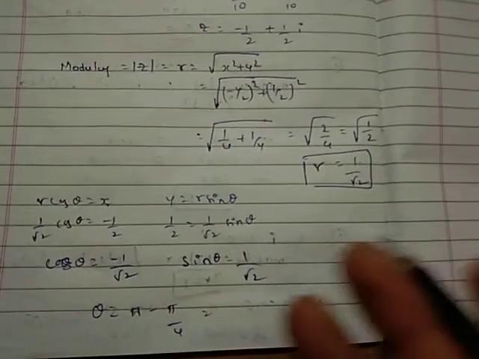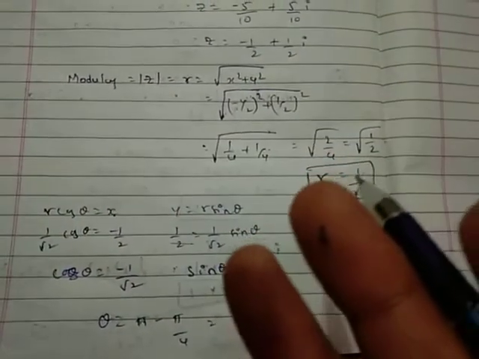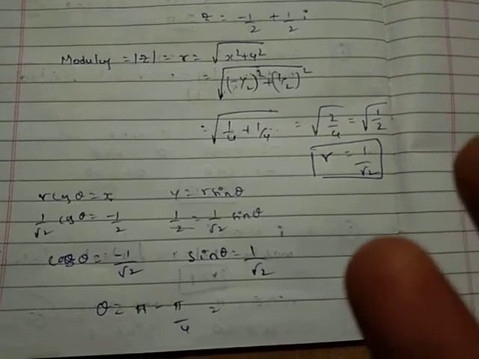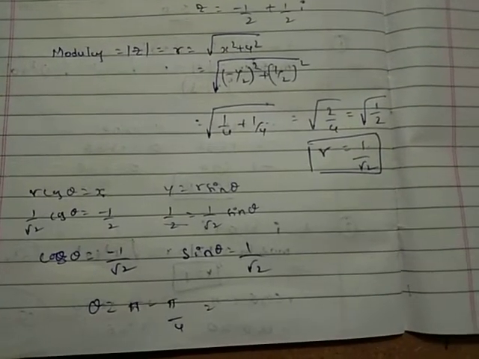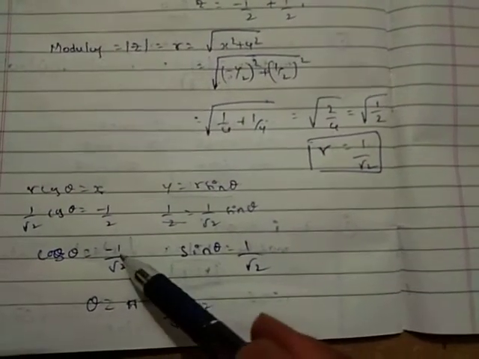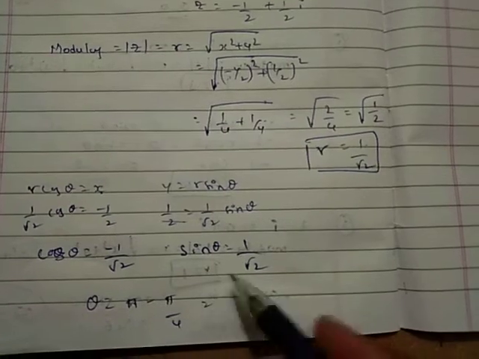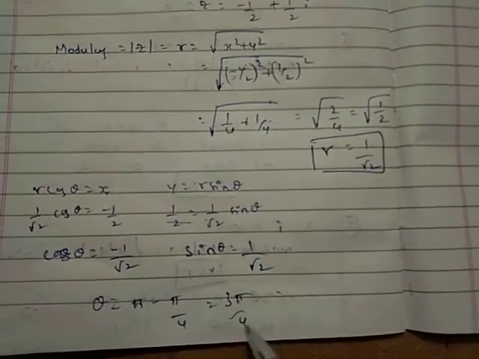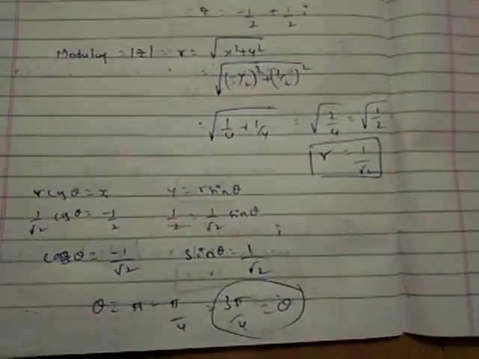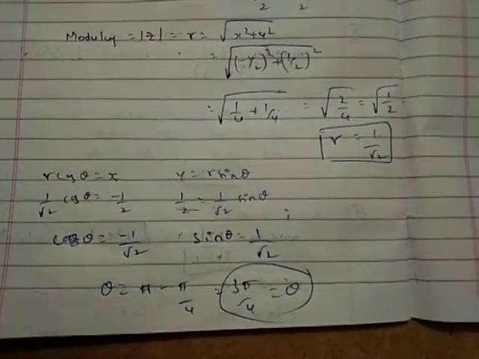But when you consider, cos theta is going to have a negative sign and sin theta a positive sign, so we can use theta equal to pi minus theta. Here the reference angle is pi by 4, so pi minus pi by 4 is going to be 3 pi by 4, which is equal to theta, the required argument of the complex number. So theta is equal to 3 pi by 4.